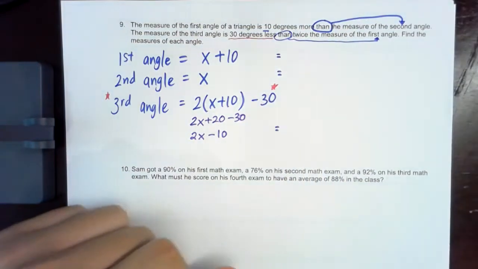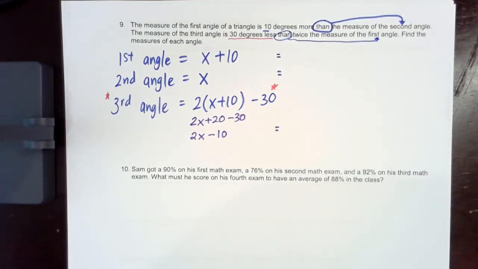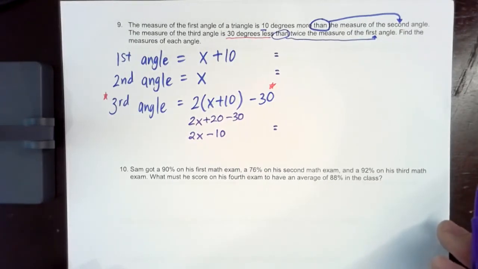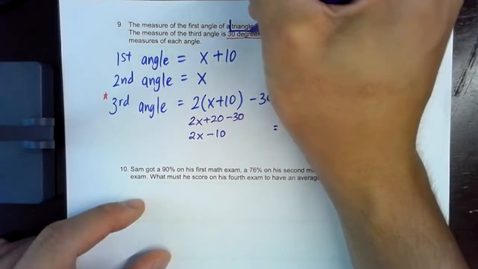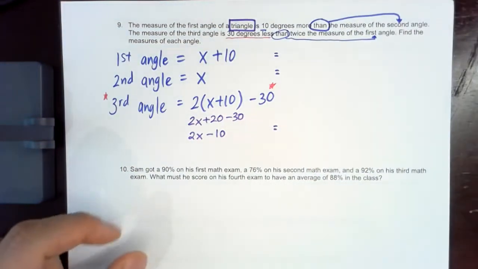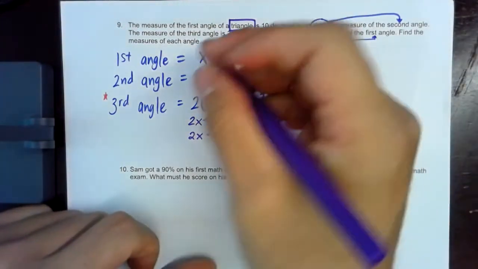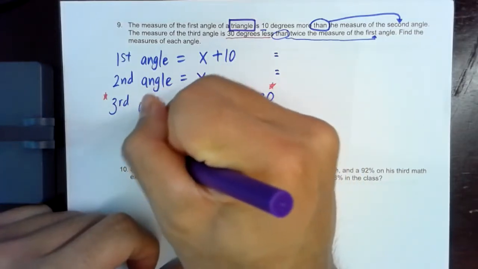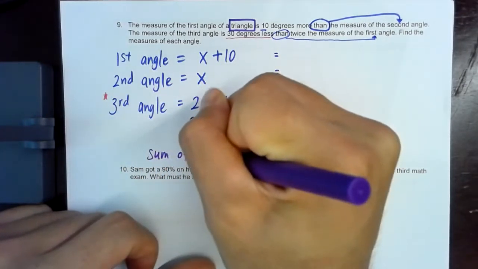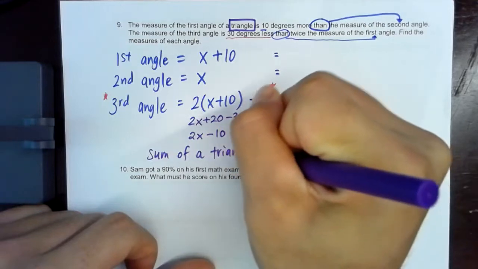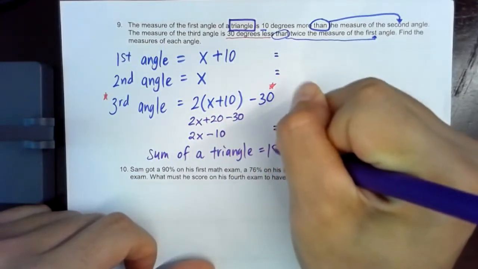Now, these angles are being described as a part of what shape again? Oh, yeah, it does say. I almost forgot. It's a triangle, right? So we know that the sum of a triangle has to be 180 degrees, right? The sum of a triangle is 180 degrees.